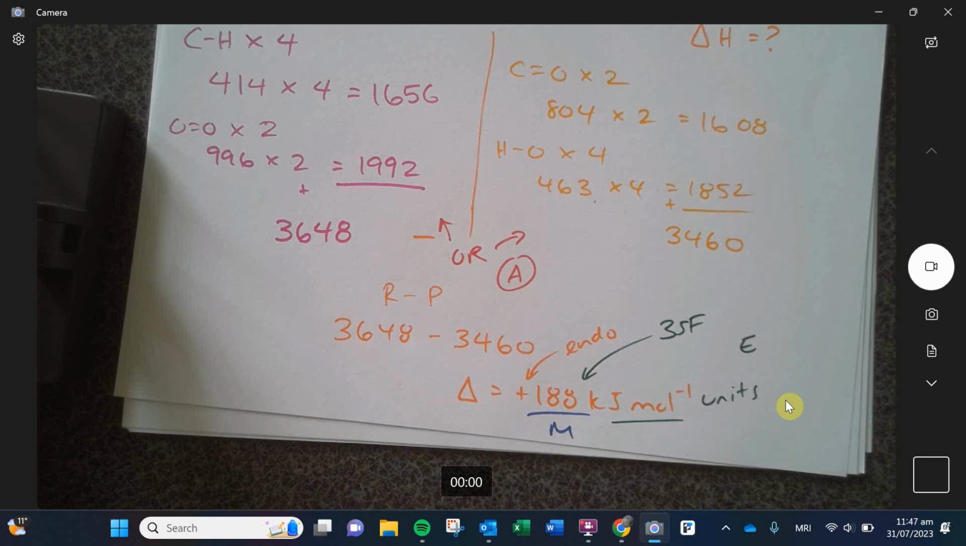So that's all you need for the excellence then. It's a really annoying kind of distinction between the merit and excellence. It's just, do you remember your significant figures and your units?